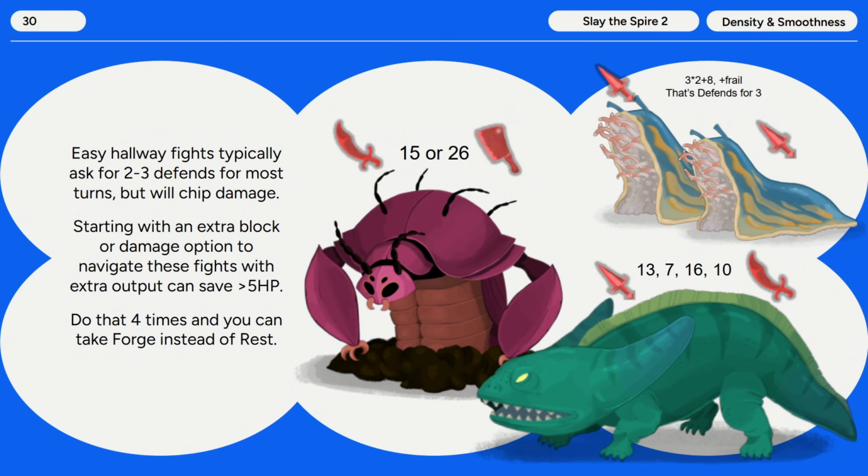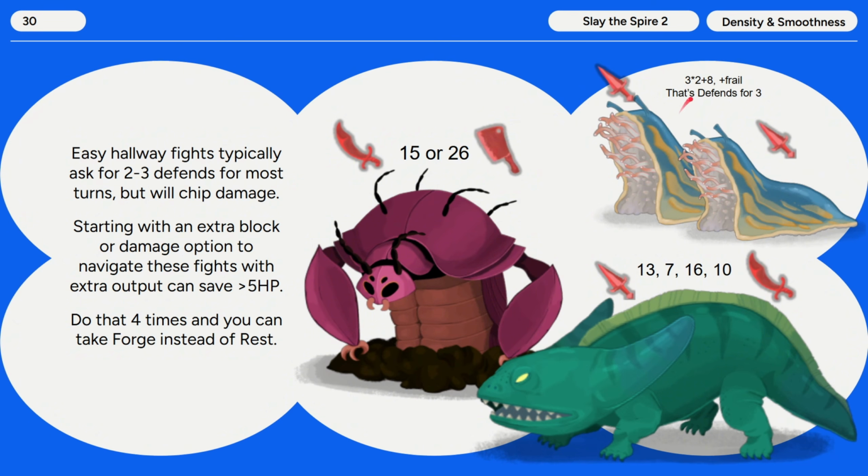Let's look at some easy hallway fights. They typically ask for between 2 or 3 defense for most turns, but will still chip you for damage. So the Tunneler asks for 15 or 26, that's either 3 defense or 5 and a little bit of defense. I almost call them the Jaw Worm. The Nibbler asks for 13 or 7 or 16 or 10. So you're playing 2 defends, 1 defend, 3 defends, or 2 defends and taking some chip damage over the top.